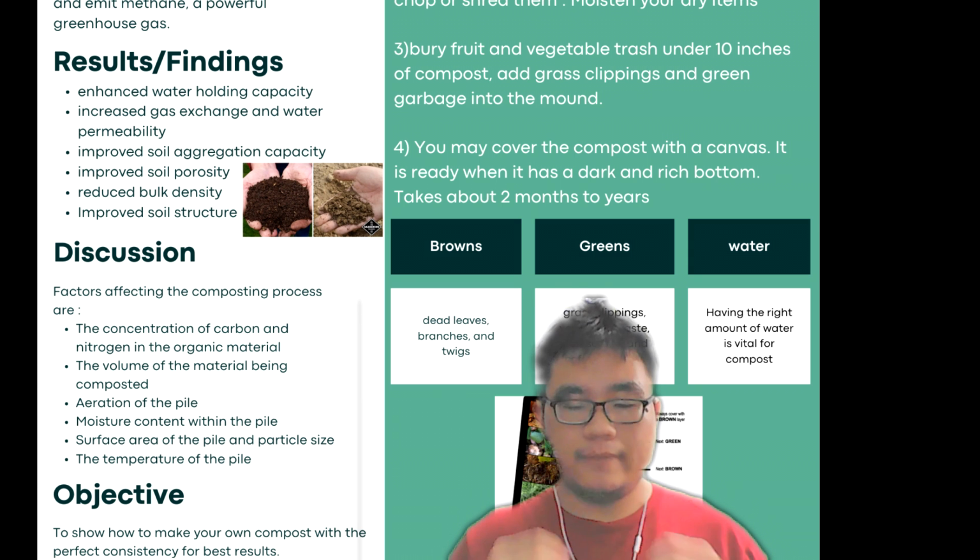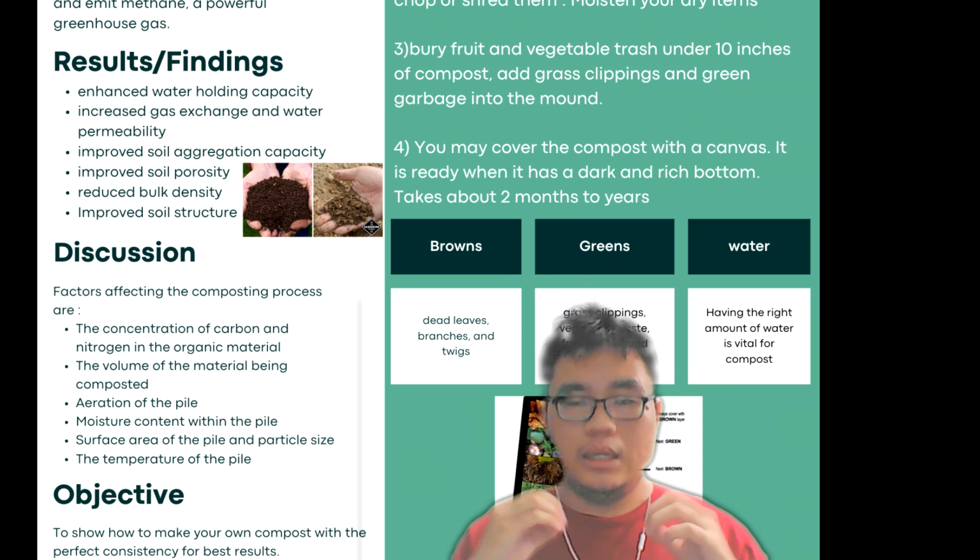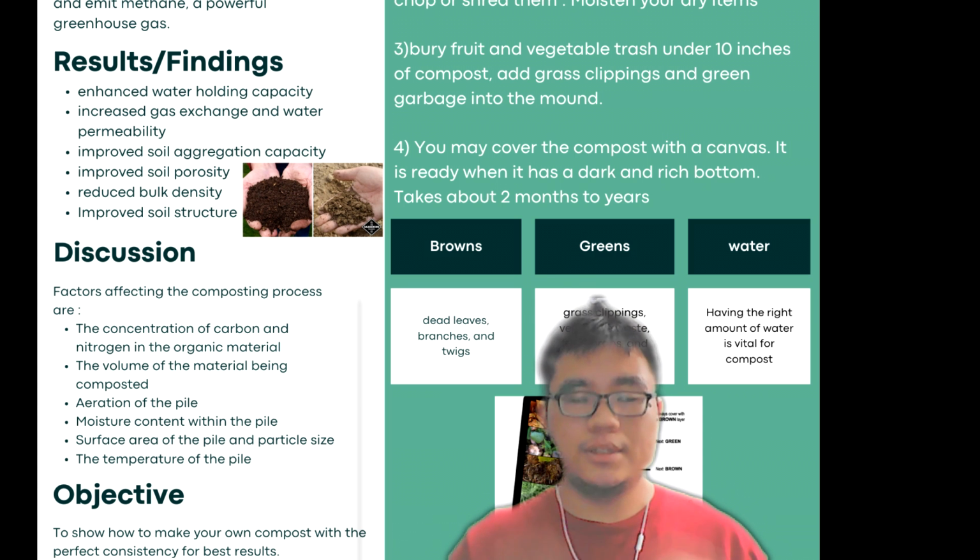The fifth factor is the surface area of the pulp and the particles being used. If the surface area of the pulp and the particles is bigger, there is more space for the microorganisms to decompose it, so the process of making compost will be faster.